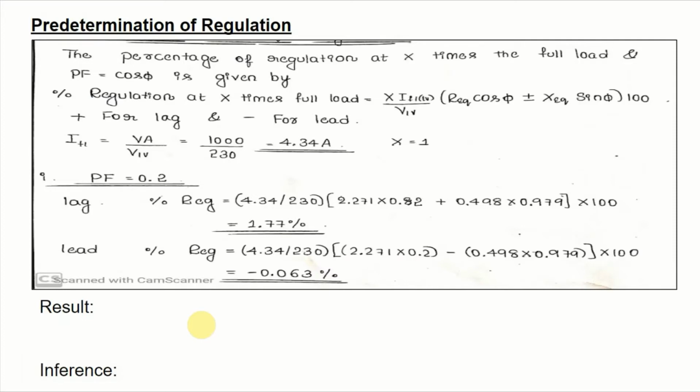The limitation of this experiment is that we require two identical transformers to carry out the test and determine the losses. That is the only limitation of Sumpner's test. Thank you.